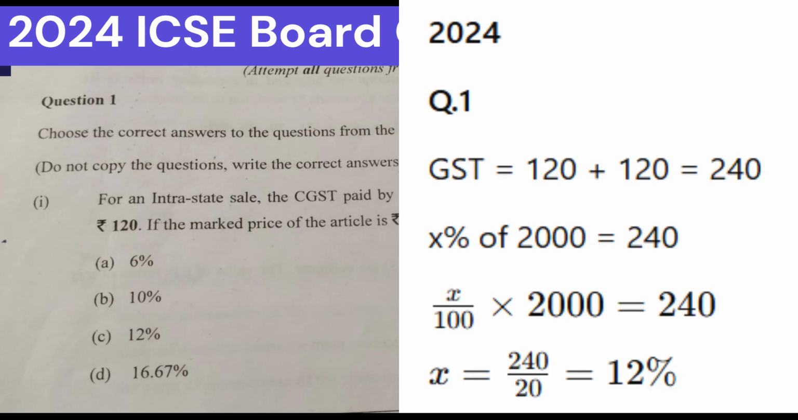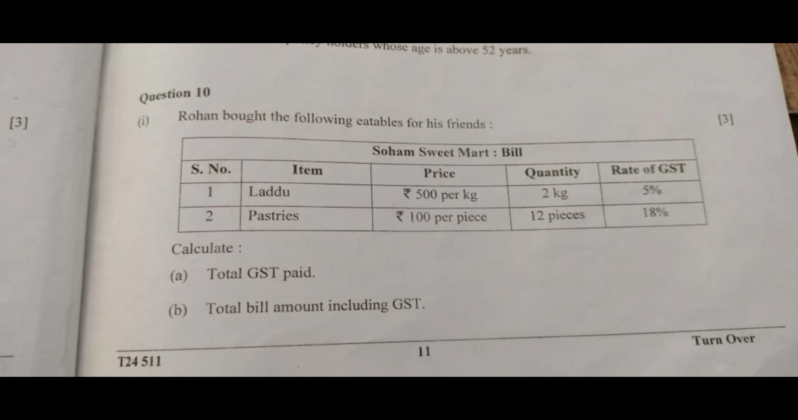Here, CGST is given as 120, so SGST is also 120. The total GST is 120 plus 120 equals 240. The marked price is given as 2000. So, X% of 2000 equals 240. Solving for X, we get X is equal to 12%. Hence, the GST rate is 12%.